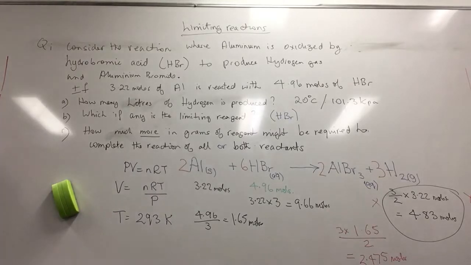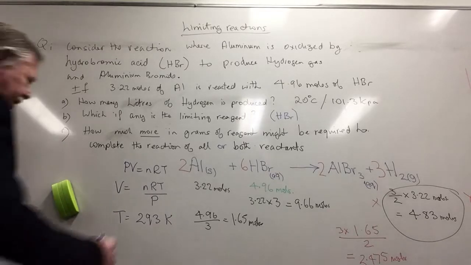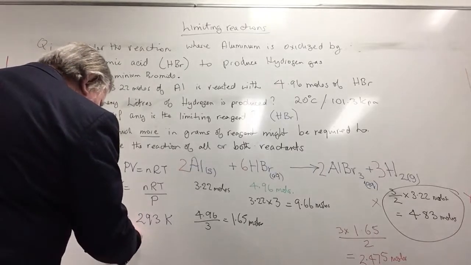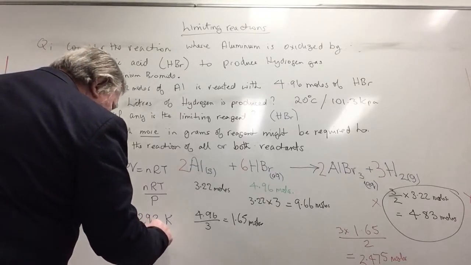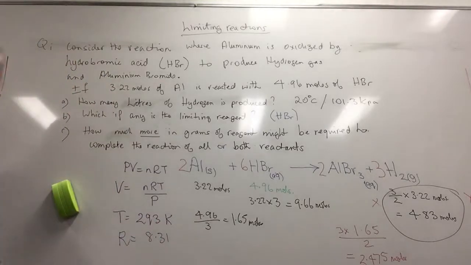Is the R still 8.31? Yes. That's the constant. R equals 8.31. And the temperature is 293, it's not degrees, it's just Kelvin. Yeah, I remember.